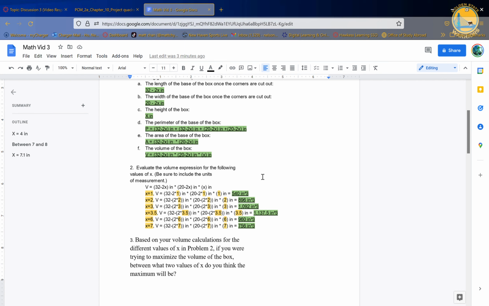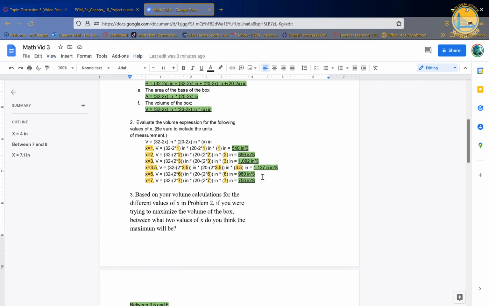For number 2, evaluate the volume expression for the following values of x. Be sure to include the units of measurements. So, just a reminder, our volume equation is 32 minus 2x inches times 20 minus 2x inches times x inches. And on the side in yellow highlighted, are the values of x that they're wanting us to find.